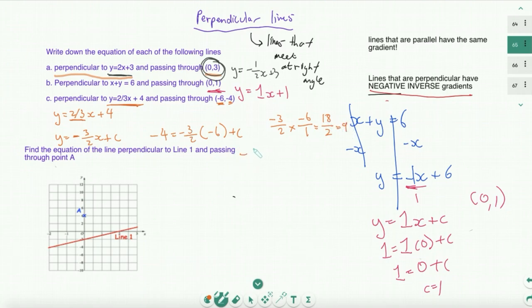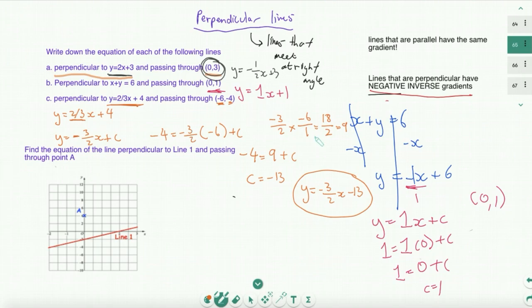So it's going to be negative 4 equals 9 plus c. So 9 plus something is negative 4. Well, c must be negative 13. 9 plus negative 13 will make negative 4. So c is negative 13. So our final equation is y equals, our new gradient is negative 3 over 2x minus 13.